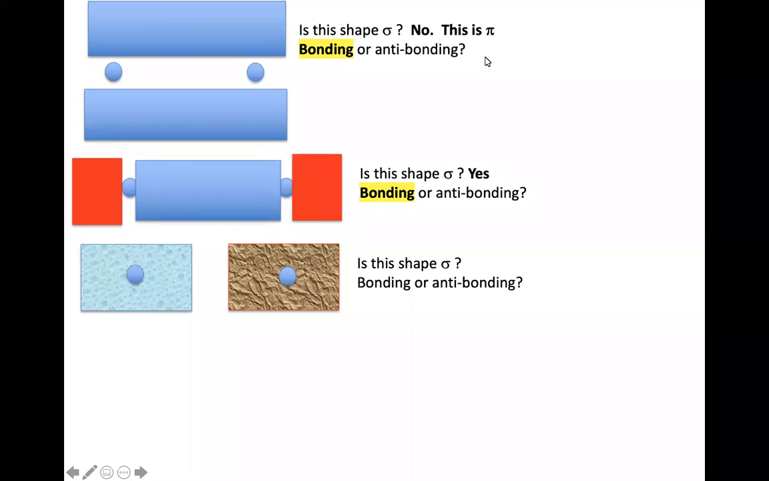Dr. Clark, can I ask a question about the first one? Between the two nuclei, you don't see electron density. So why was that one bonding?